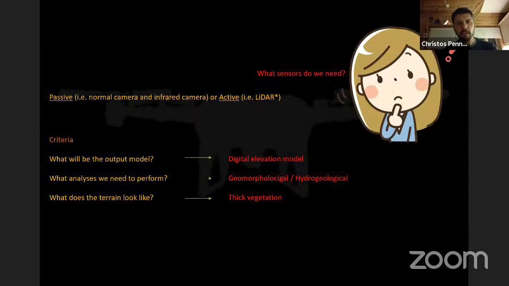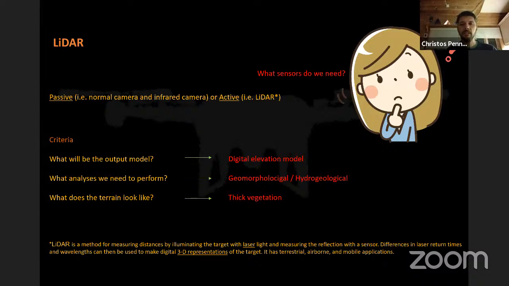Now we are moving into the next question, that is, what sensors do we need? What sensors should we mount on our drone? And this is something that we should answer based on some criteria that we are making in advance. So what do we need to scan for? What will be the output of the model? It will be a digital elevation model.